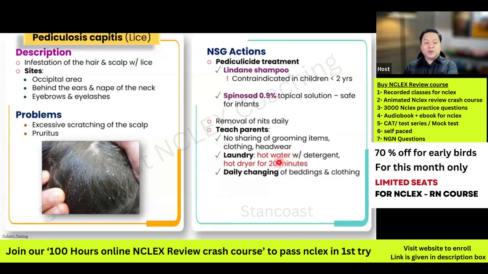Another thing is that the parent needs to be taught about changing the beddings and clothing daily in order to prevent the infestation of the linen, and making sure that these linens should be washed immediately and not kept in the hamper, because this can cause colonization and also infestation of those materials. And making sure that they are taught to seal toys in a plastic bag. For those toys that are not supposed to be washed, these are going to be placed in a plastic bag and sealed for about 2 weeks in order to allow these nits to die for that whole duration.